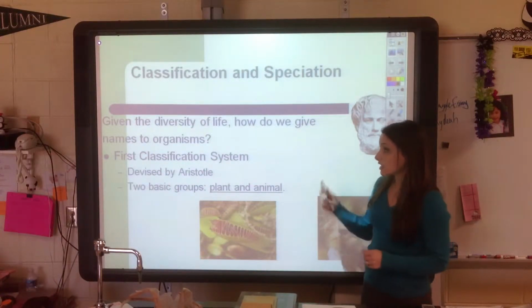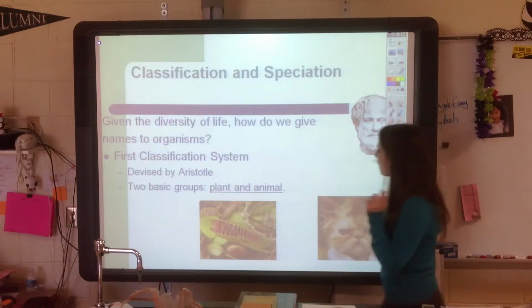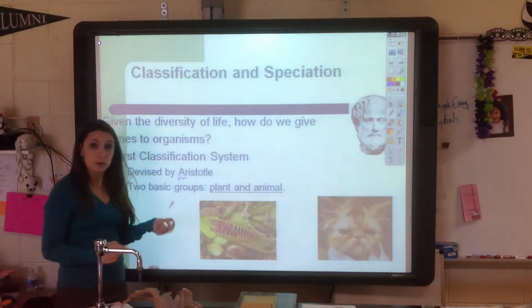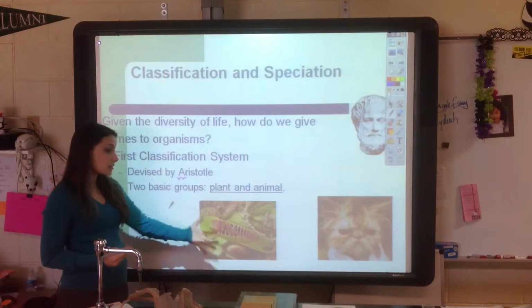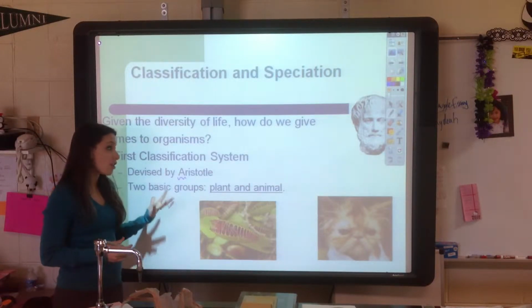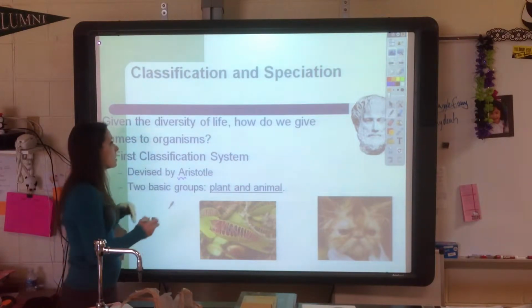The very first classification was created by a man named Aristotle. And so it kind of makes sense. His name starts with an A. We can remember that he was the first person to start giving names. He named things as either plants or animals. But we know that there are a lot more living things on Earth than just plants and animals. There are bacteria, there are fungi. So Aristotle got us started with classifying.